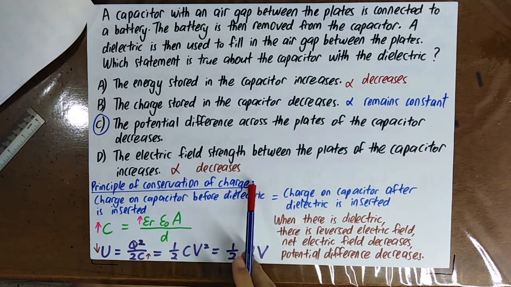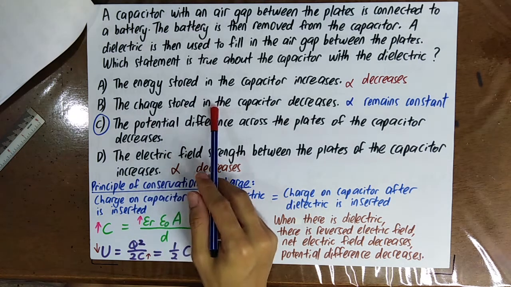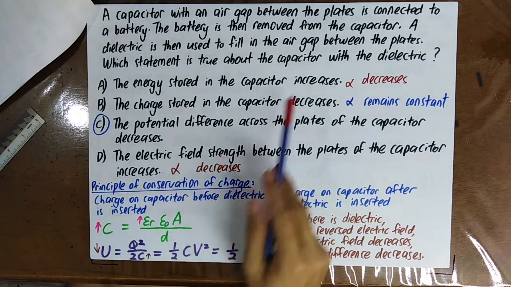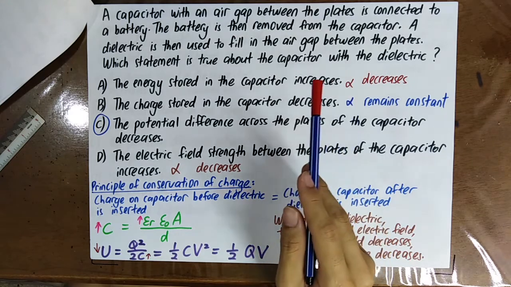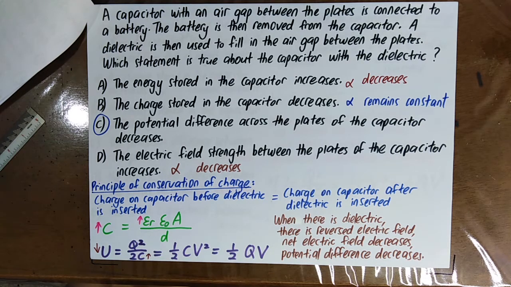So you use the principle of charge conservation. You know that the charge on the capacitor before the dielectric is inserted is equal to the charge on the capacitor after the dielectric is inserted. So the charge stored inside the capacitor remains constant. C equals epsilon R epsilon naught A over D. When the dielectric comes into the capacitor, epsilon R increases, and then you know that C also increases.